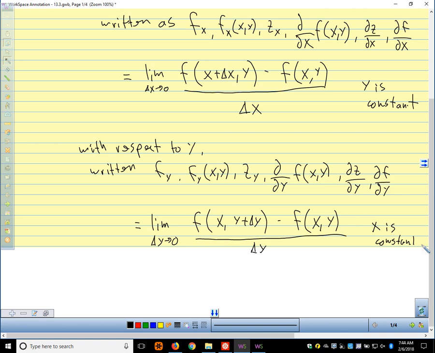When we evaluate a first partial at a point, so everybody good with our definition? So our definition just tells us we're taking the derivative of a function just with respect to x. We treat y as a constant. Or we take the derivative of a function just with respect to y, and we treat x as a constant.